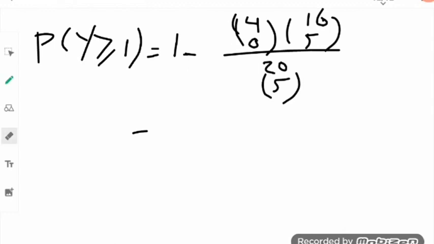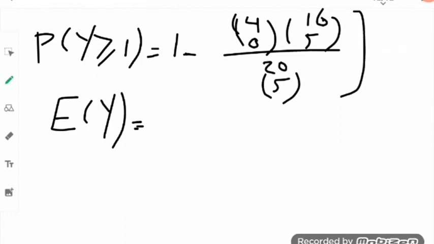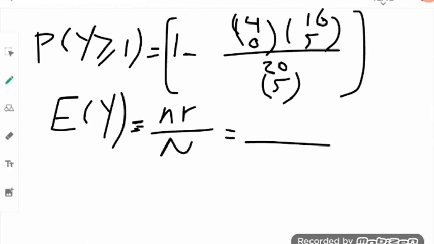At the last, we need to find the expected value of y. By the way, I represent in the slide the other way of answering. So this is another way, which I think is shorter than the other one represented in the presentation. And then we'll substitute in the rule n times r divided by N to find the expectation, which is 5 times 4 divided by 20.